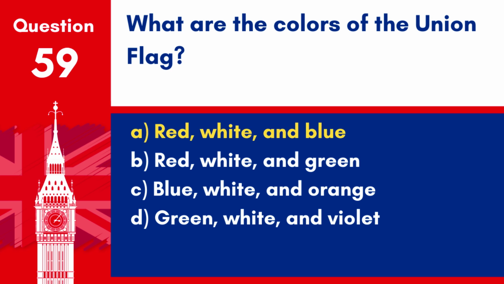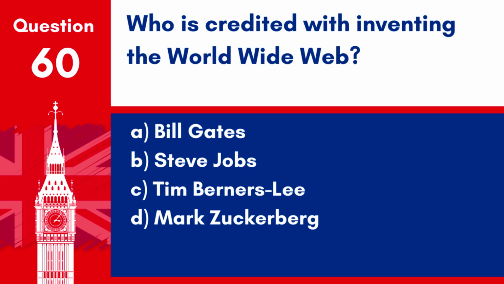Answer: A. Red, white and blue. The Union flag, also known as the Union Jack, features a combination of red, white and blue. These colours represent the crosses of the patron saints of England, Scotland and Ireland. Question 60. Who is credited with inventing the World Wide Web? A. Bill Gates. B. Steve Jobs. C. Tim Berners-Lee. D. Mark Zuckerberg.